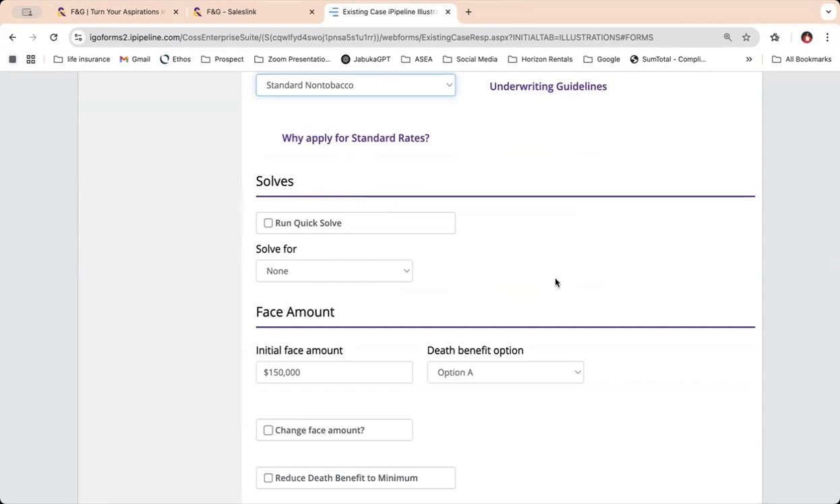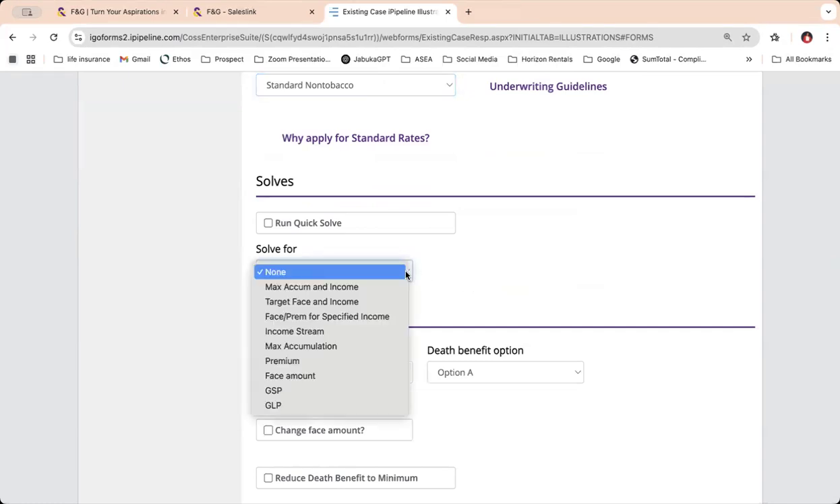On solving, okay, what happened? I'm just going to click go.